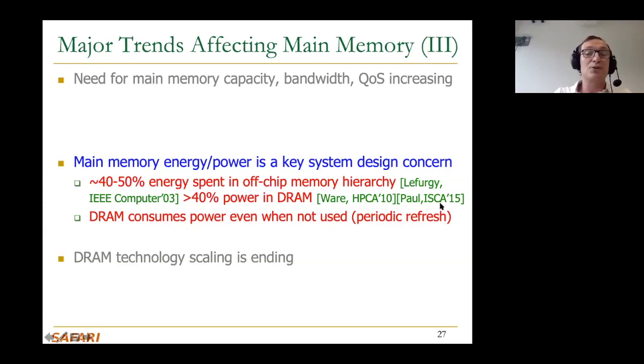That's true for GPUs as well. This is a study that was done by other folks on GPUs, cutting edge NVIDIA GPUs at the time, and more than 40% of the power is in DRAM. We did the same study on our own and we found similar things.